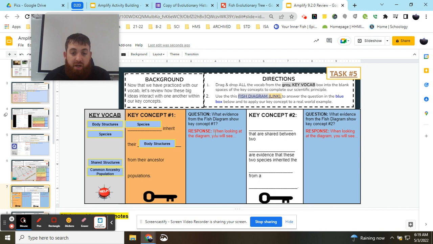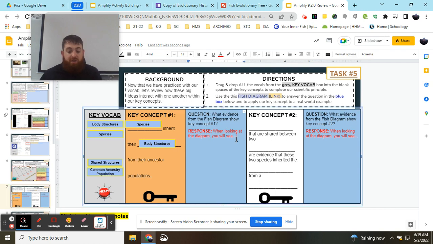So if I'm going to look at this idea of species inheriting their body structures from their ancestor population, I would talk about that when we look at the diagram, you'll see the first fish had hearts and livers. All the other fish after them, so for example, that could be sharks, that could be the salmon, whatever it may be, all have these structures as well. I can even say body structures as well.